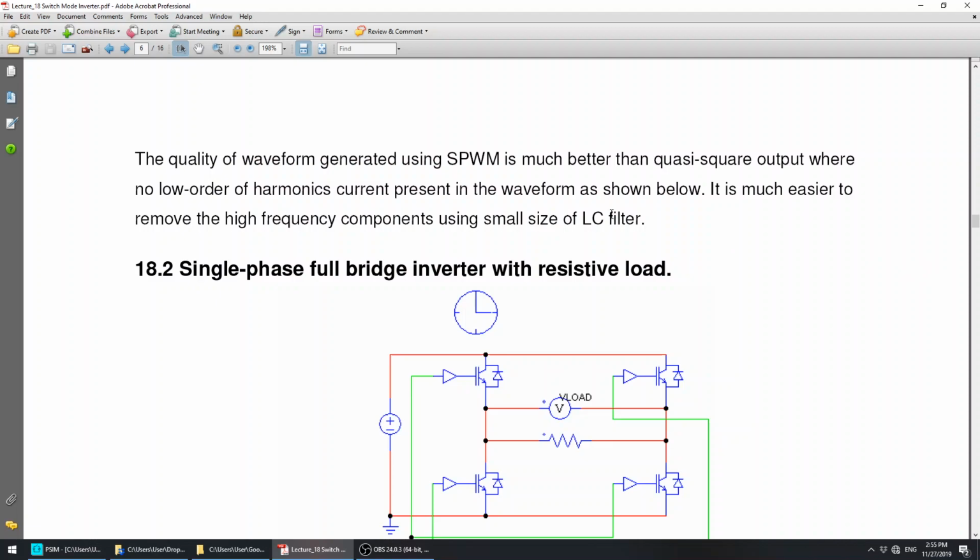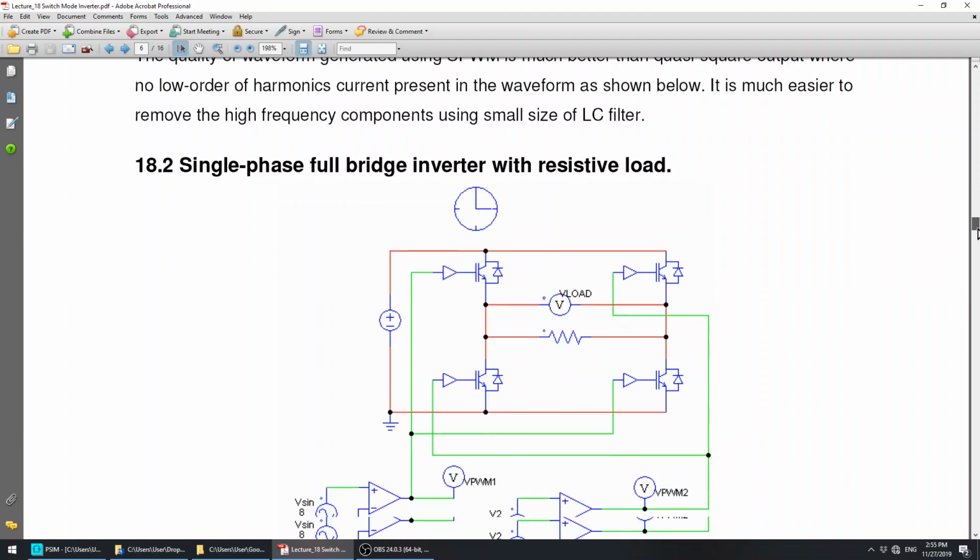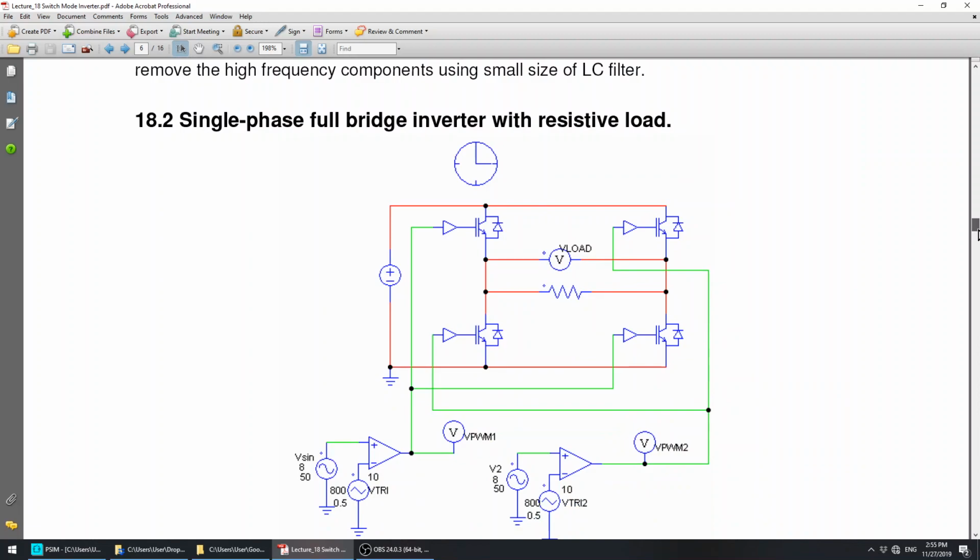I will show you the simulation of how we can use the LC filter to remove the sidebands, to remove the high frequency components, and we let only the fundamental component pass the filter. Therefore, the load will see only this fundamental component, and therefore we have an AC voltage output. Okay, so now let's proceed with the single phase full bridge inverter with resistive load.